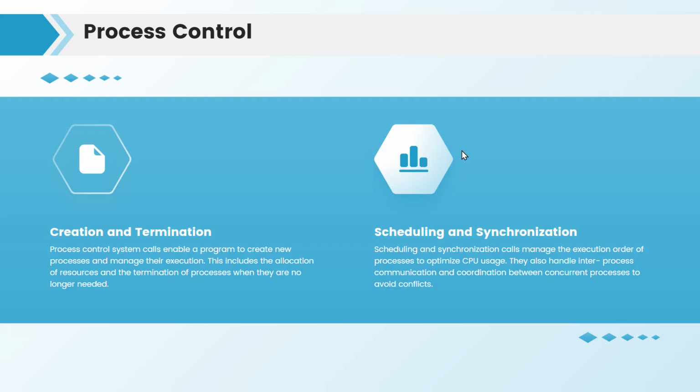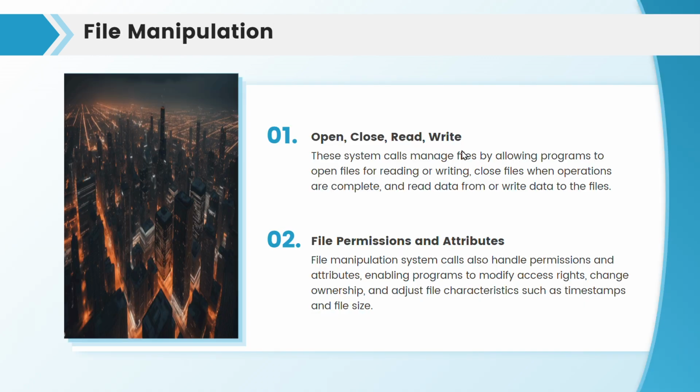Categories of system call. Process control, creation and termination. Process control system calls enable a program to create a new process and manage their execution. This includes the allocation of resources and the termination of processes when they are no longer needed. Scheduling and synchronization. Scheduling and synchronization calls manage the execution order of processes to optimize CPU usage. They also handle inter-process communication and coordination between concurrent processes to avoid conflicts.